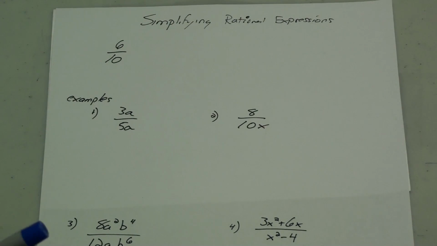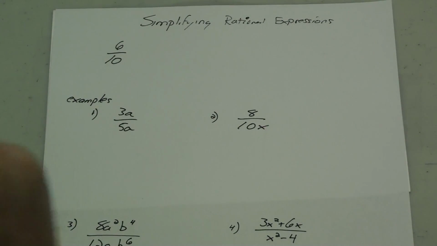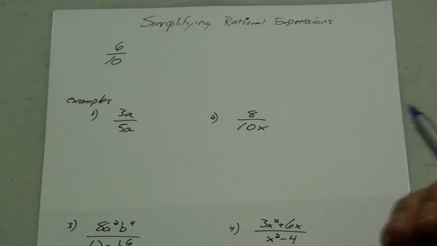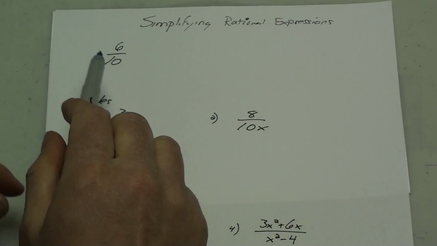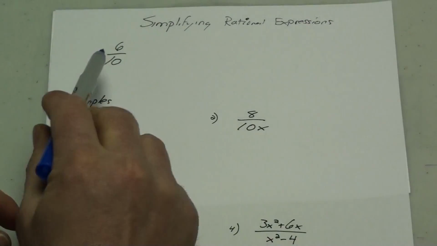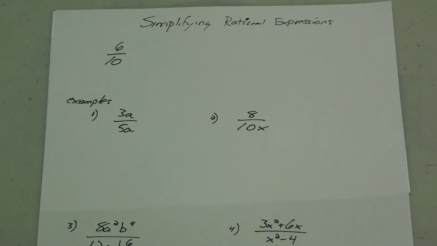Okay, this lesson's on how to simplify rational expressions. A rational expression is basically like a fraction, so you pretty much have to treat them the exact same. So any of the fraction rules still apply. So basically what we're doing is reducing these fractions into lower terms.